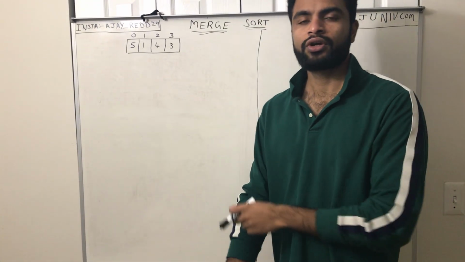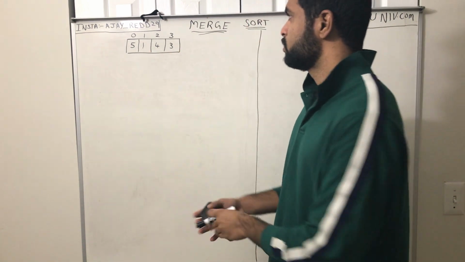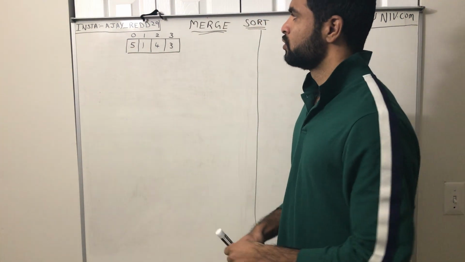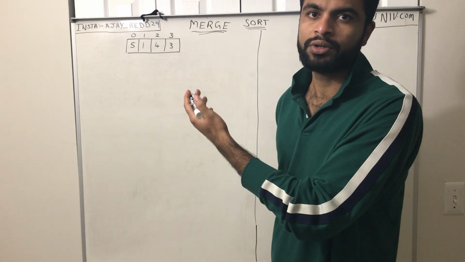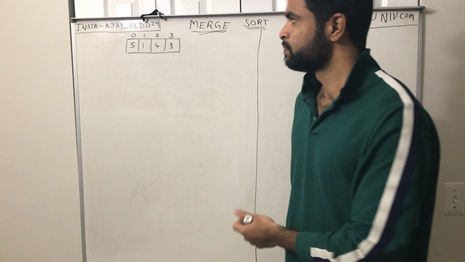So in this video I'm going to explain the merge sort algorithm. Here, if you can see, I have an array of integers with 4 elements. By using merge sort, let's see how we can arrange the elements in this array in ascending order.